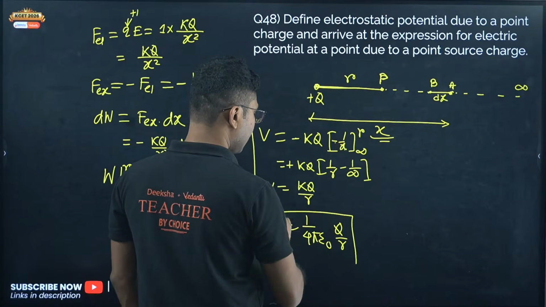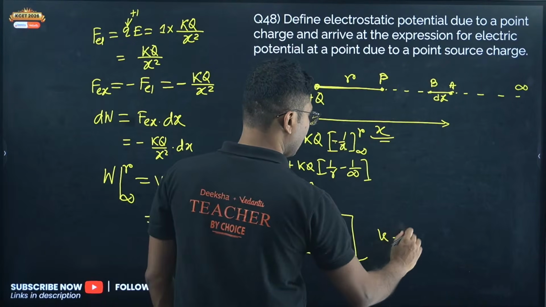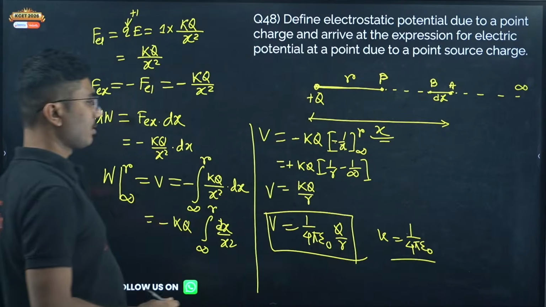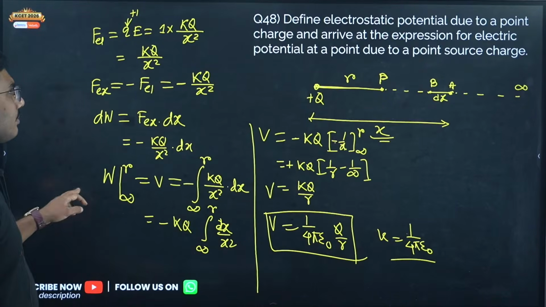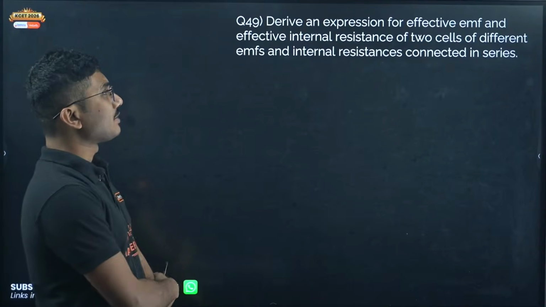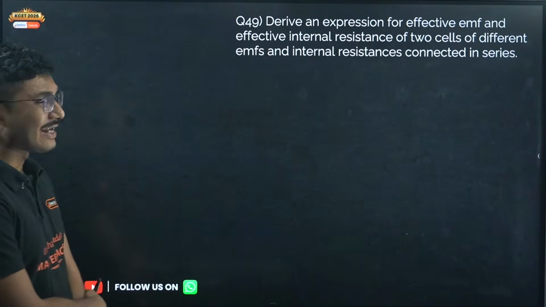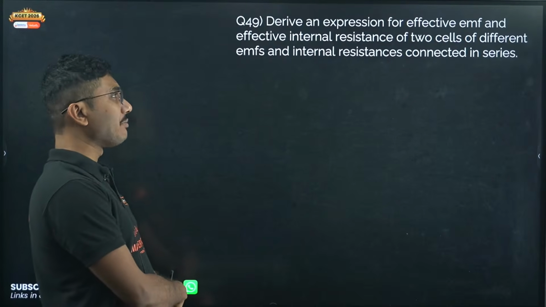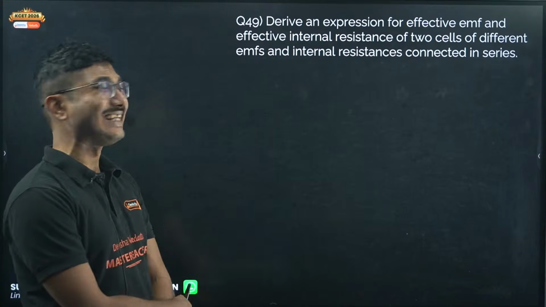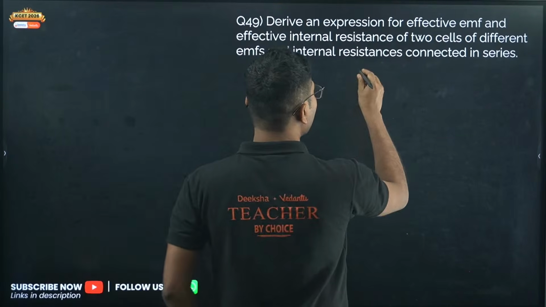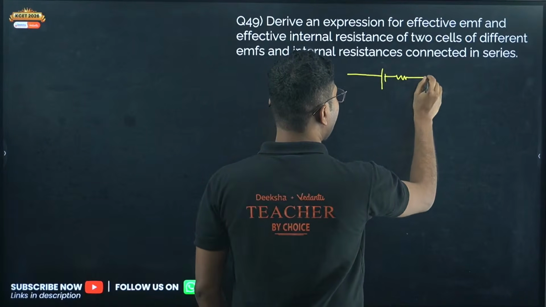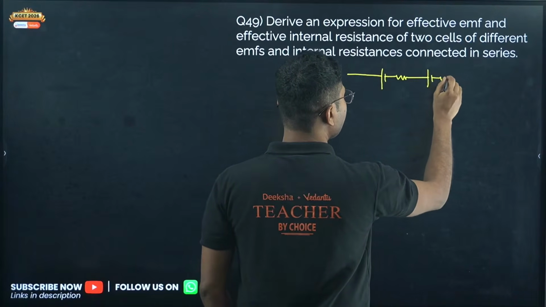So at the last stage you have to put the value of k. Okay, clear? Easy derivation. Next, derive the expression for effective EMF and effective internal resistance of two cells of different EMFs and internal resistances connected in series. Series is most asked. Parallel came but very rare. Parallel is very rare, series is most important.